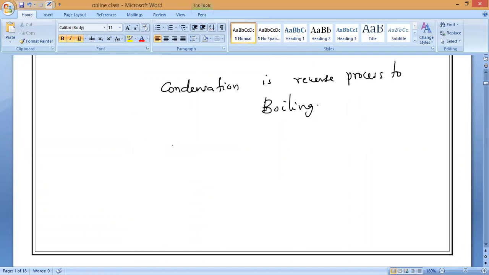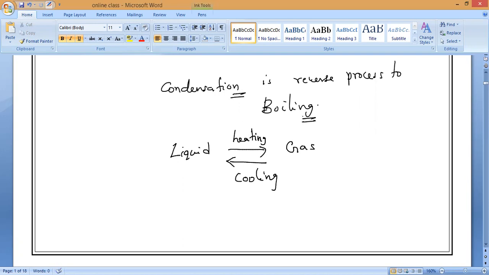So what do you mean by boiling, guys? A liquid is heated, and by increasing the temperature, it converts into gas. Now the reverse, the opposite, is what we call cooling. It comes back into the liquid. That is why we can say condensation is the opposite of boiling. Is it yes or no, guys?